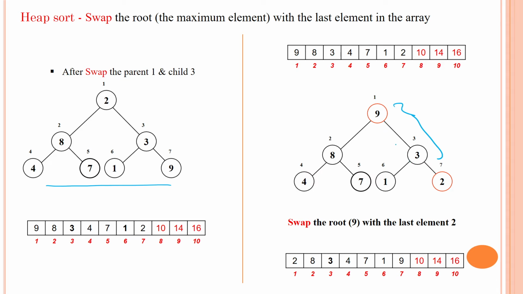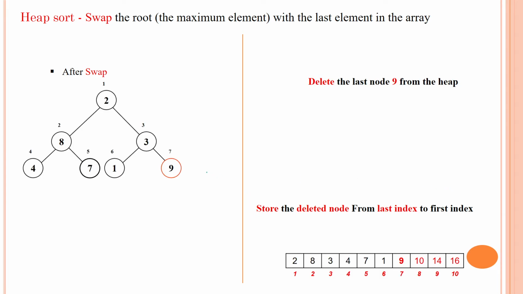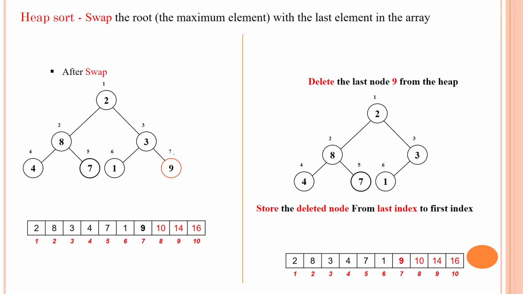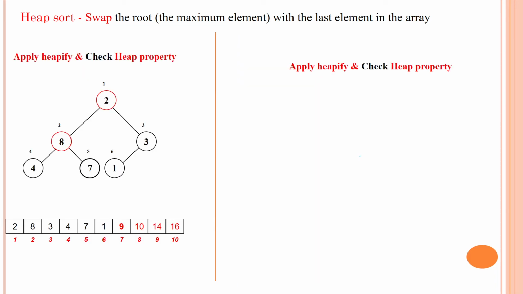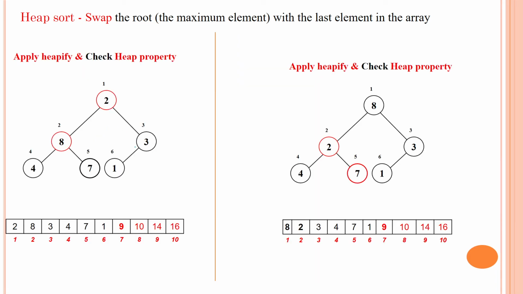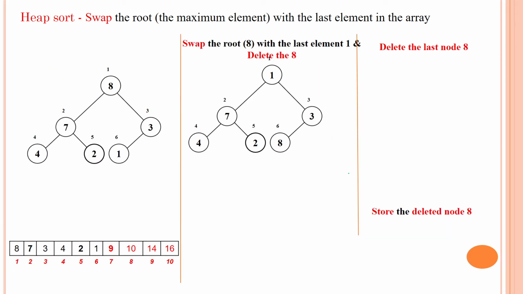Once it is satisfied, then we are swapping the last index and 9. The last index is 2, so 2 and 9 are swapped. Then after that we are deleting the last index, so 9 is stored here. Once 9 is stored here, we are checking the heap property. Heap property is not satisfied. Here 8 is the highest value child, so we have to swap the 8 and 2. After that, again this is not satisfying. 7 and 2 are swapped. So now everything is satisfied.